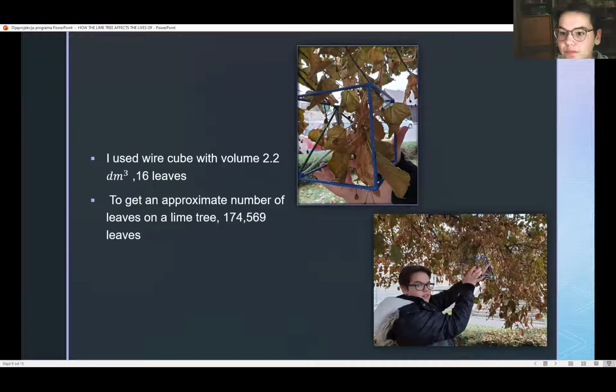So yeah. And the last question. The question is, do the trees produce different amounts of oxygen in different stages of their growth, of their lifespan? And do they produce different amounts of oxygen in different seasons?